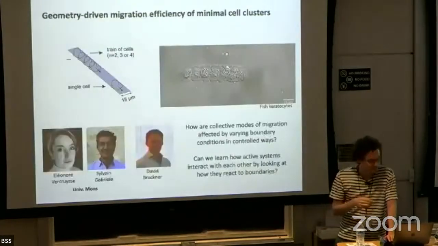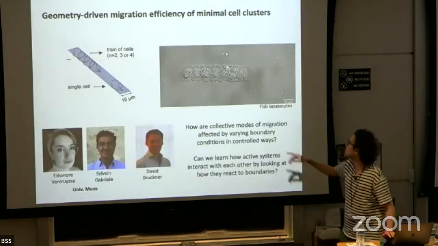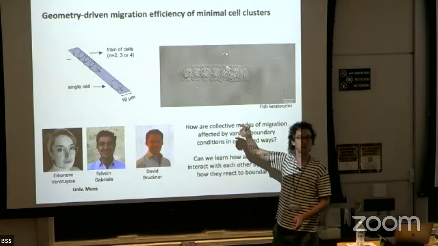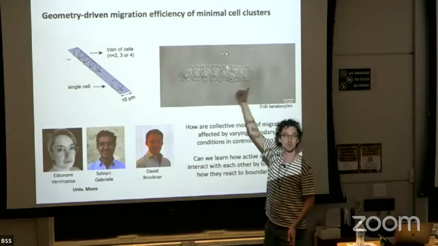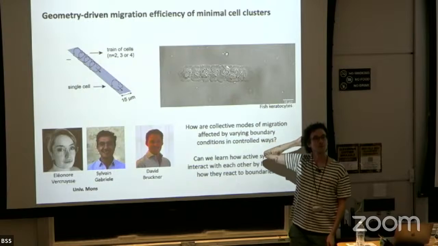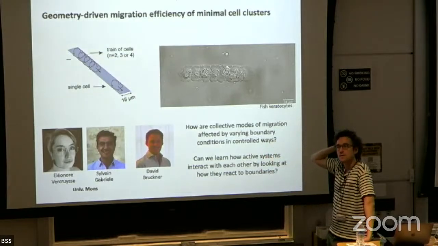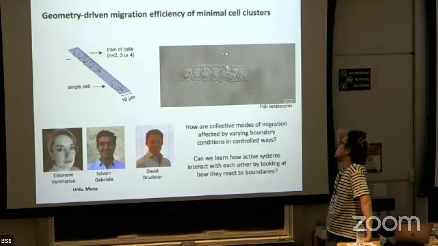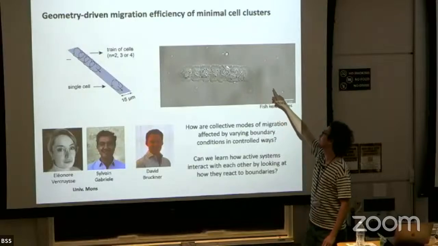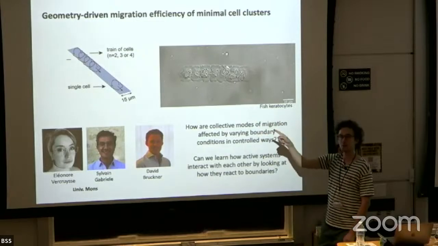It's very unfortunate I don't have the movie. But these things move forever, basically. So you have a single train of cells, and they are going to move in a directional manner forever. It's always in the direction of lamellipodia. So there's a massive lamellipodia in front, and it always moves exactly in the direction of your lamellipodia.